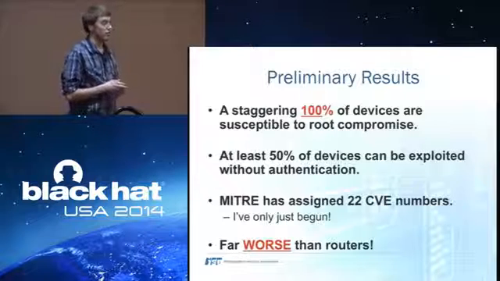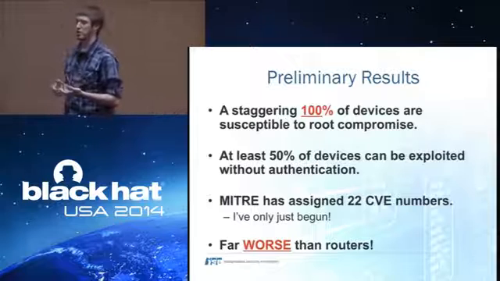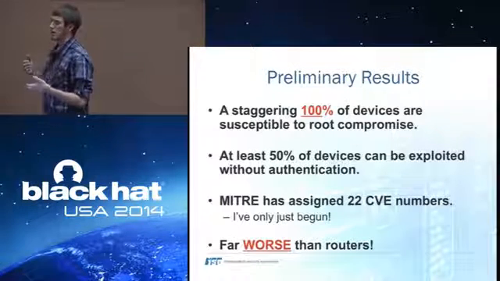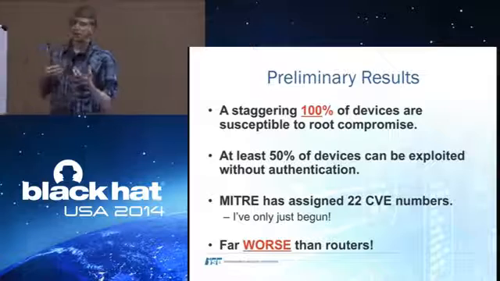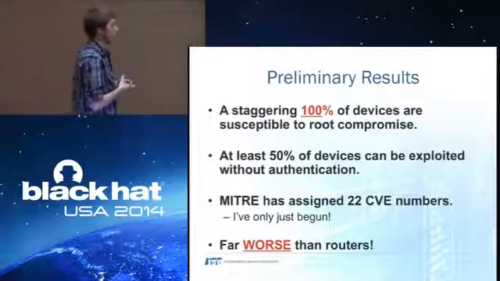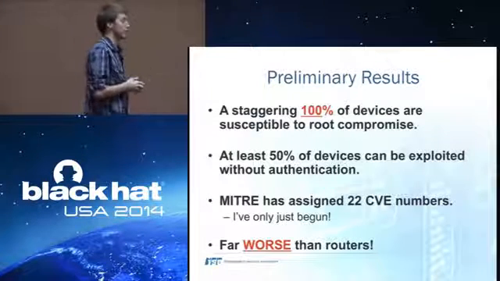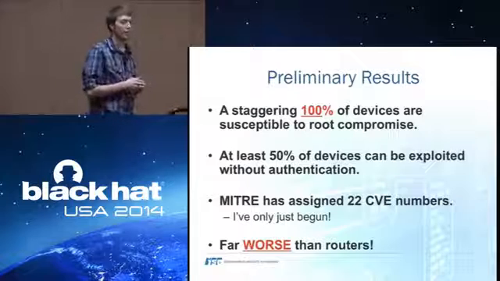Currently, I have 22 CVE numbers assigned. If any of you have followed the research that I put out in the past year, I put out 56 different vulnerabilities in SOHO routers and had 56 CVE numbers assigned for them. I can tell you these devices are going to surpass that by the end of the year. They're terrible.